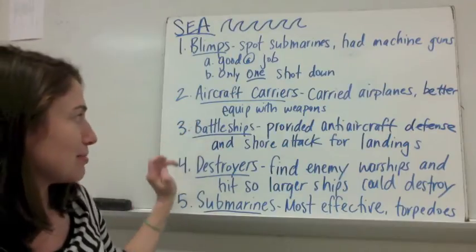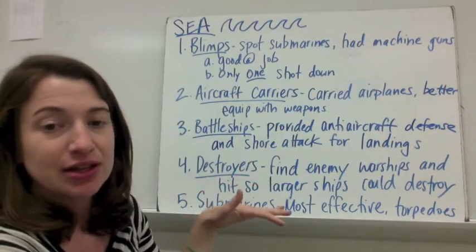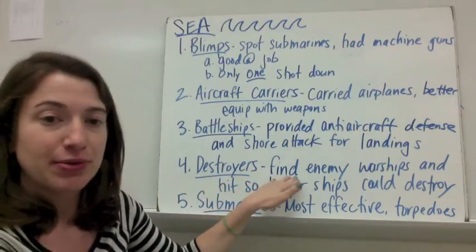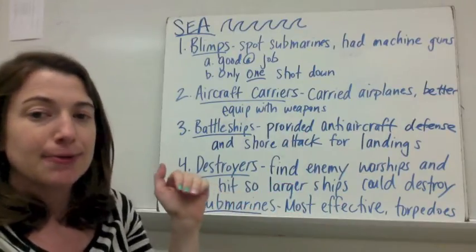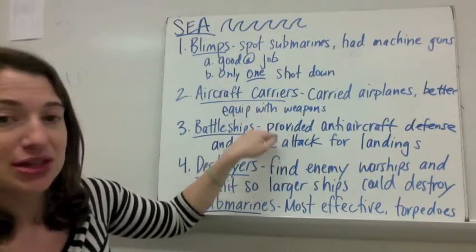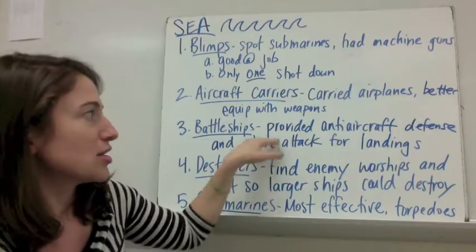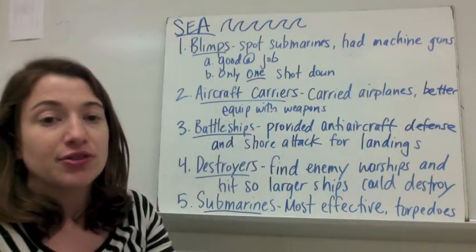Destroyers are, again, a step down from battleships, and these are kind of the first in, do a little damage, and then get out. So they're there to find the enemy because they can maneuver without being seen as much, and find the warships and then hit them so that these larger ships could then come destroy them. So they injure them so these other two can then come up behind them and finish the job.